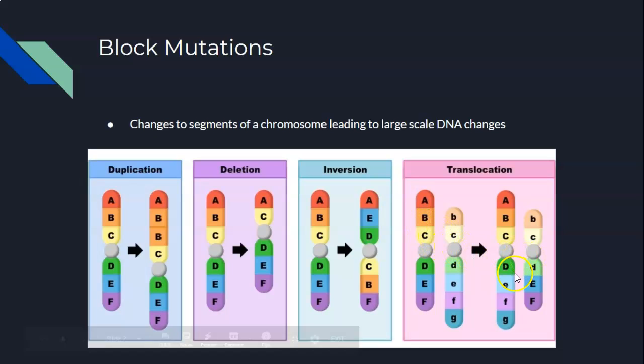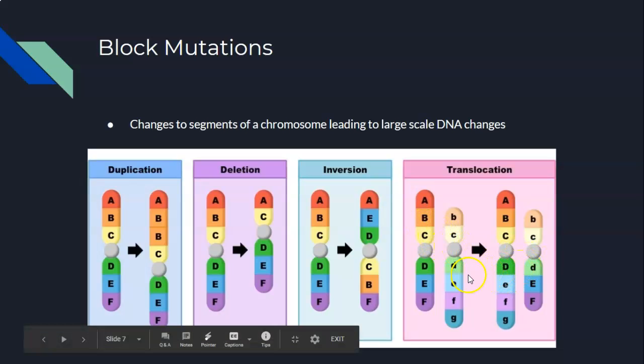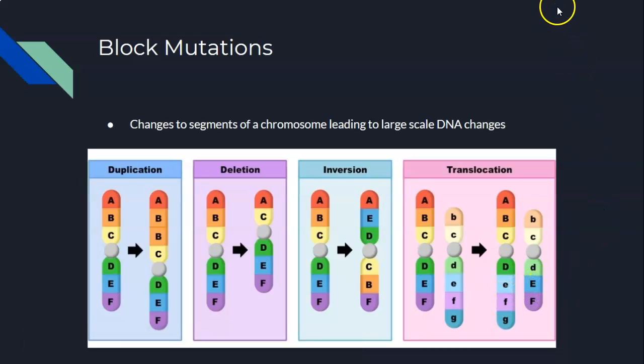And then translocation is when we are moving things from one area to another. So you can see here we moved this E and F over here. We swapped these end bits. So that's just changing the location of those base pairs.